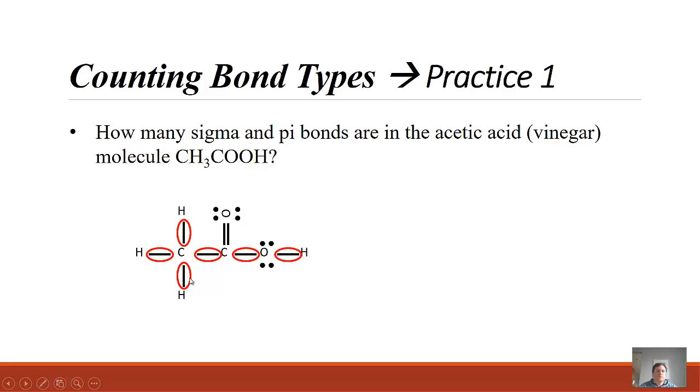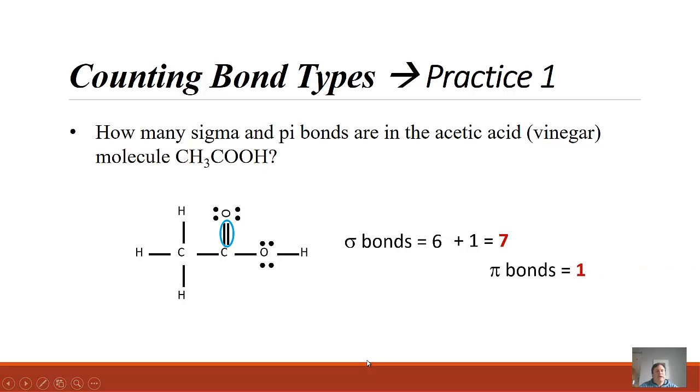So we got 1, 2, 3, 4, 5, 6 there. But remember, we also have this bond here. So there are 6 single bonds, but in this double bond, then we have one sigma bond. So that's going to add, gives a total of 7 sigma bonds. And then there's also a pi bond there. So we have one pi bond in there. And that's how you count these up.